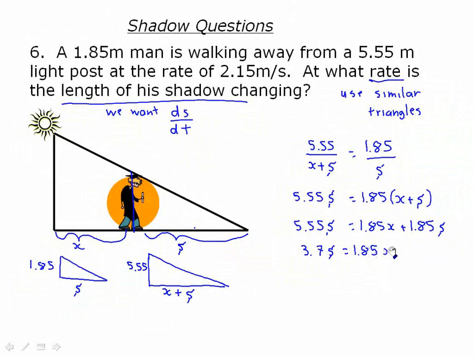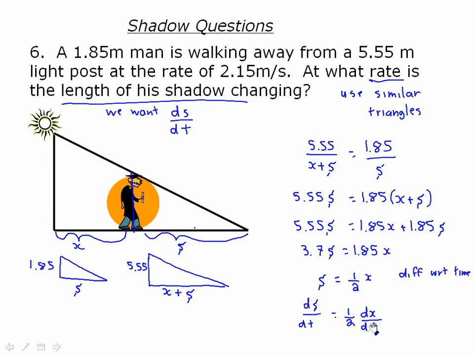We're actually good enough now, but I'm going to go further. I'm going to isolate the s so I don't have to do anything fancy with this. 1.85 divided by 3.7 is actually equal to 1/2, 0.5. And now when we differentiate with respect to time, as always, we'll get ds/dt is equal to, well, 1/2 times dx/dt.